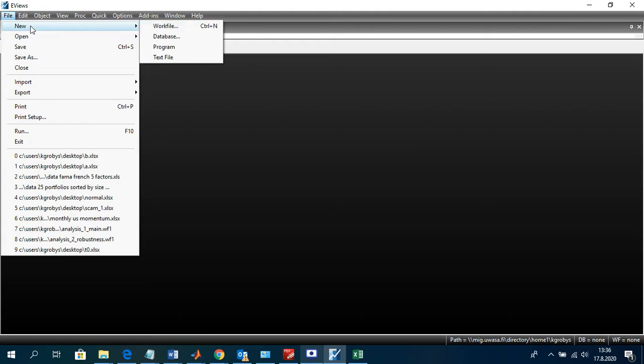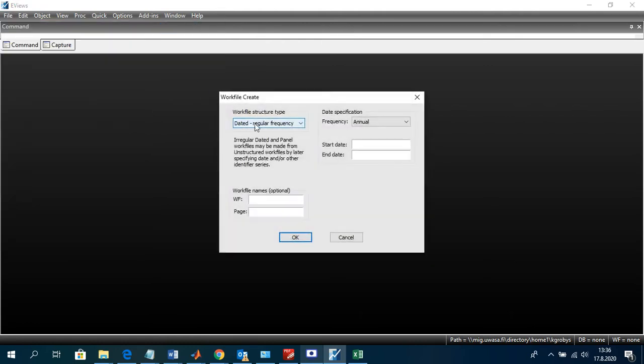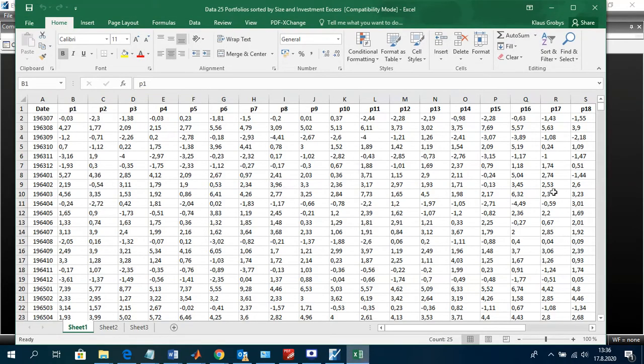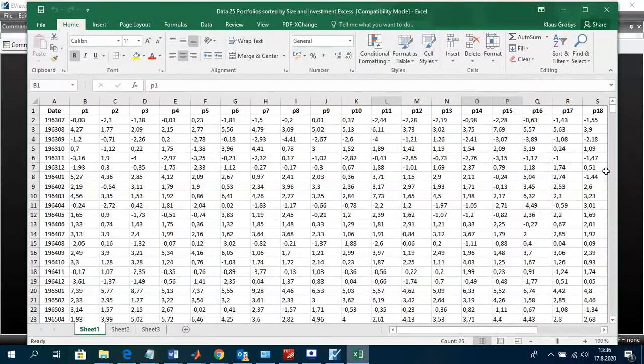So how do we proceed? Okay, let's go to File, New, Work File. We open a new work file, and now we need to know the frequency. So we go to unstructured, undated, but we have to know how many observations we have. So let's go to our Excel file. This is our Excel file that I will upload for you in Moodle.